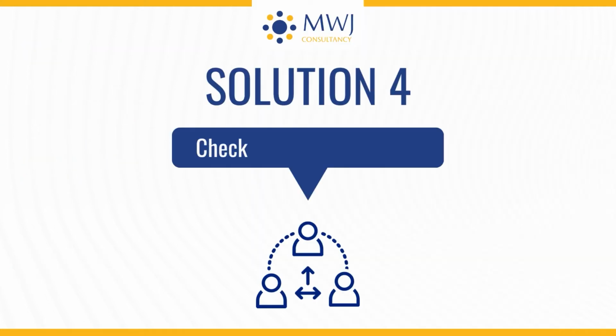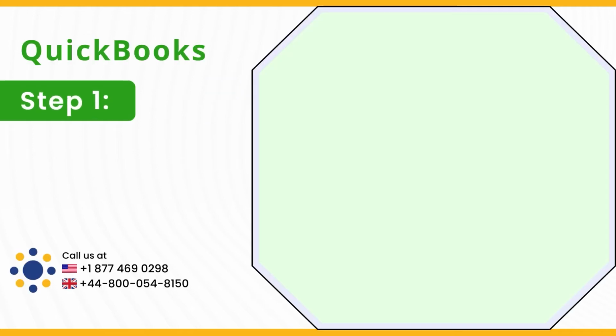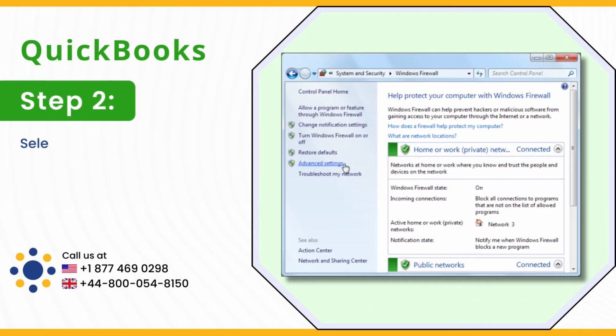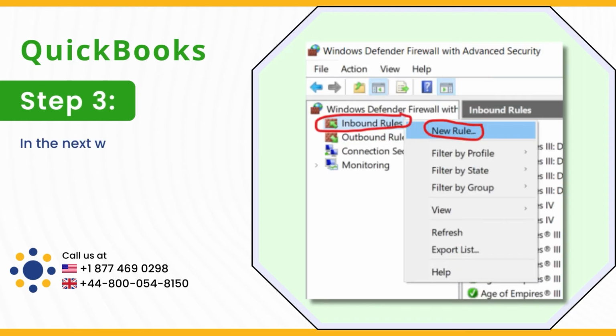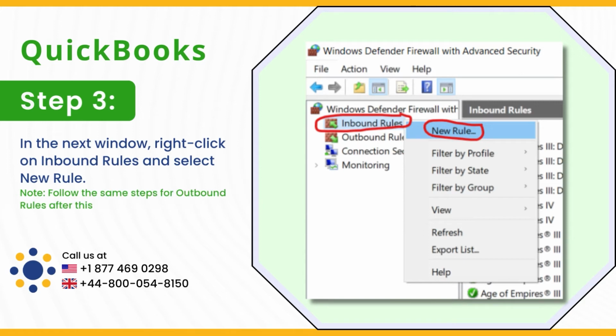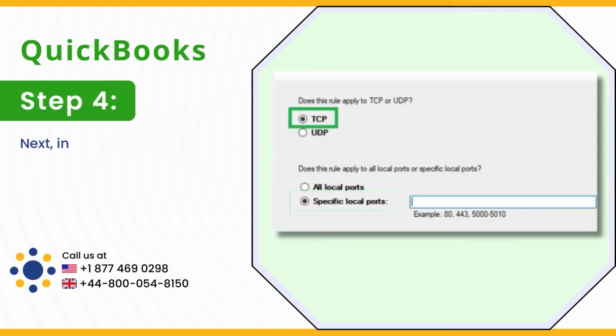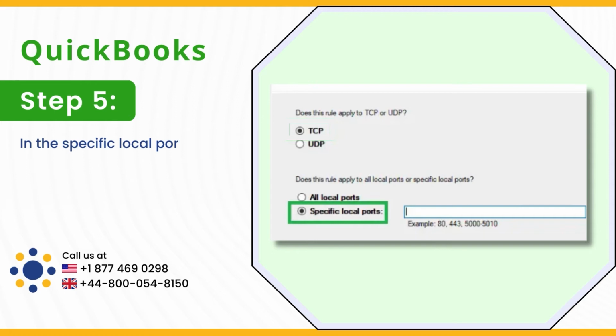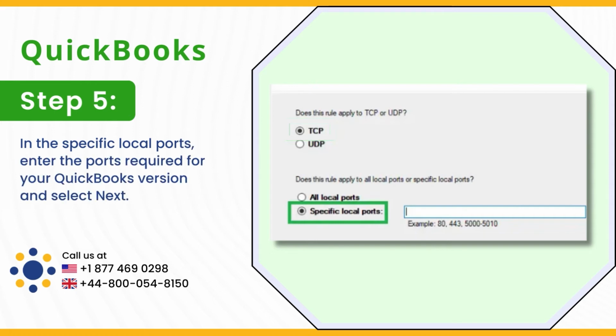Solution 4, check third-party firewall. Step 1, click on the Windows Start menu, type in Windows Firewall and open it. Step 2, select Advanced Settings. Step 3, in the next window, right-click on Inbound Rules and select New Rule. Step 4, next, in the Protocol and Ports tab, select TCP. Step 5, in the specific local ports, enter the ports required for your QuickBooks version and select Next.